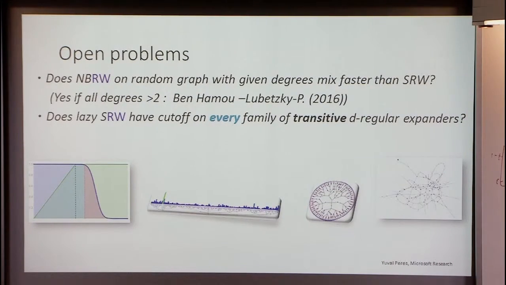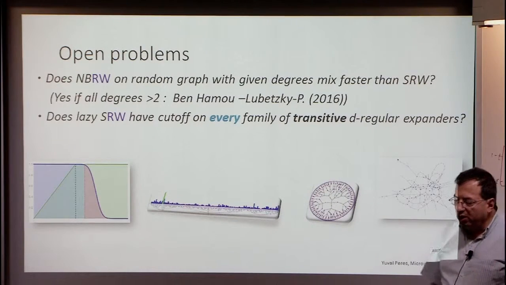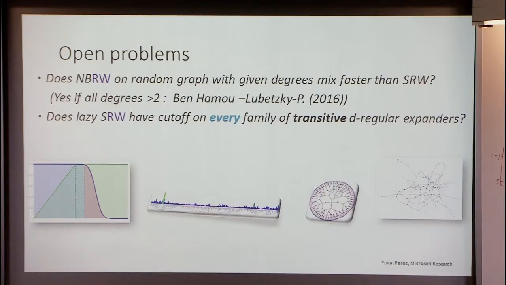So looking at these two things prompts a question: does non-backtracking walk mix faster in the random graph with given degree sequence, say, than simple random walk? So here I don't want to look at Erdős-Renyi graph because that has leaves. So let's take a random graph with a random degree sequence with no leaves. So all degrees are at least 2. So the non-backtracking walk is well defined. Is it true that the non-backtracking walk mixes faster? So that we still don't know, but what we recently with Anna Ben Hamu and Eyal verified is that it's true if all degrees are strictly bigger than 2.